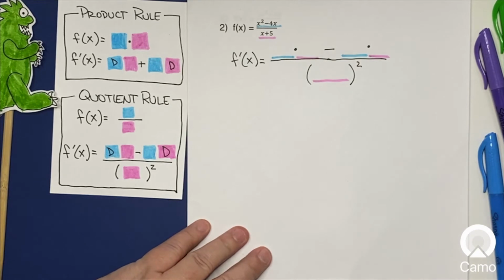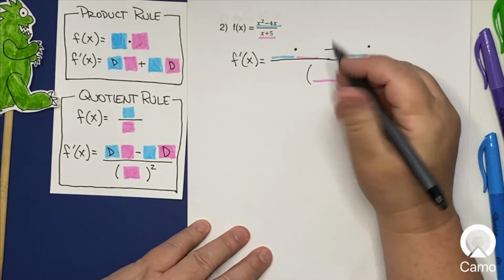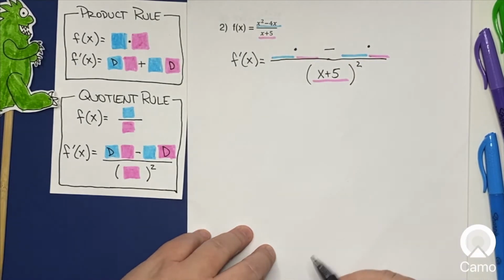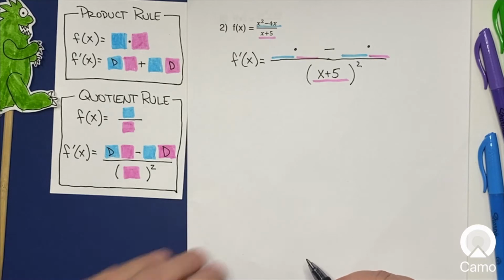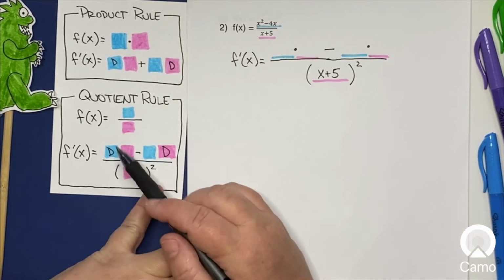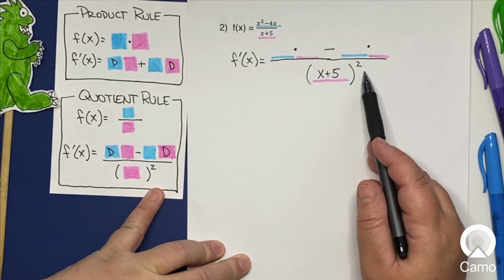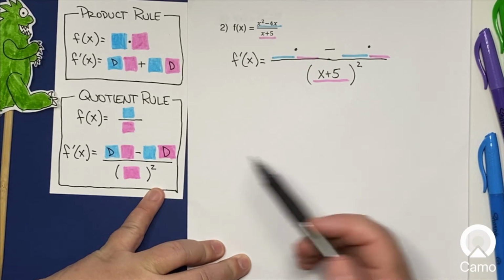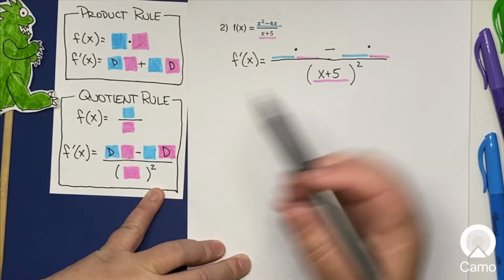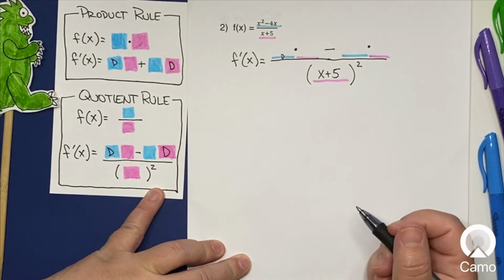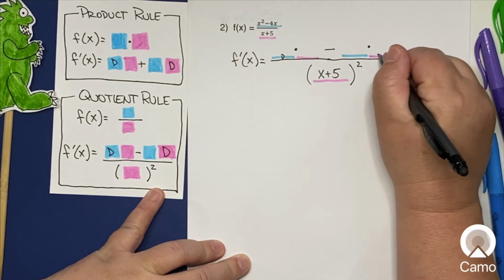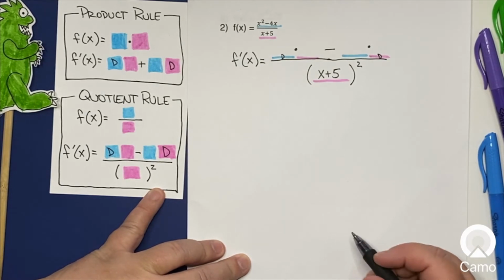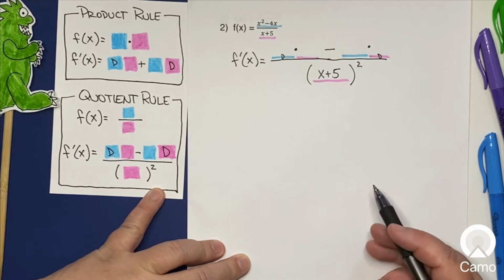So in fact, if you want to just skip right to it, you could always just go straight to the x plus 5, the quantity squared, because we know the denominator is going to get squared. Then up on top, we have to remember that in the product rule, it doesn't matter which one you go first, since we're adding. Because we're subtracting here, you have to do the derivative of the top first and the derivative of the bottom second.